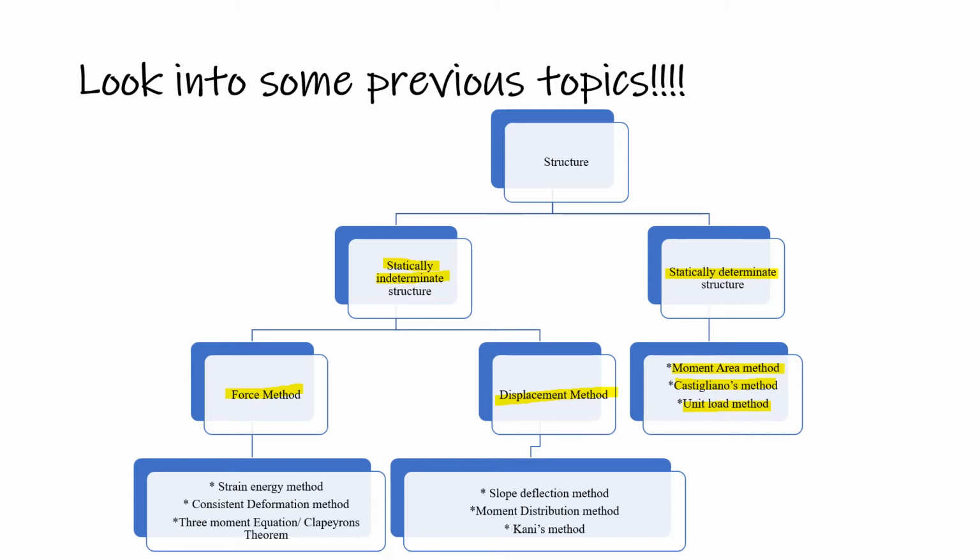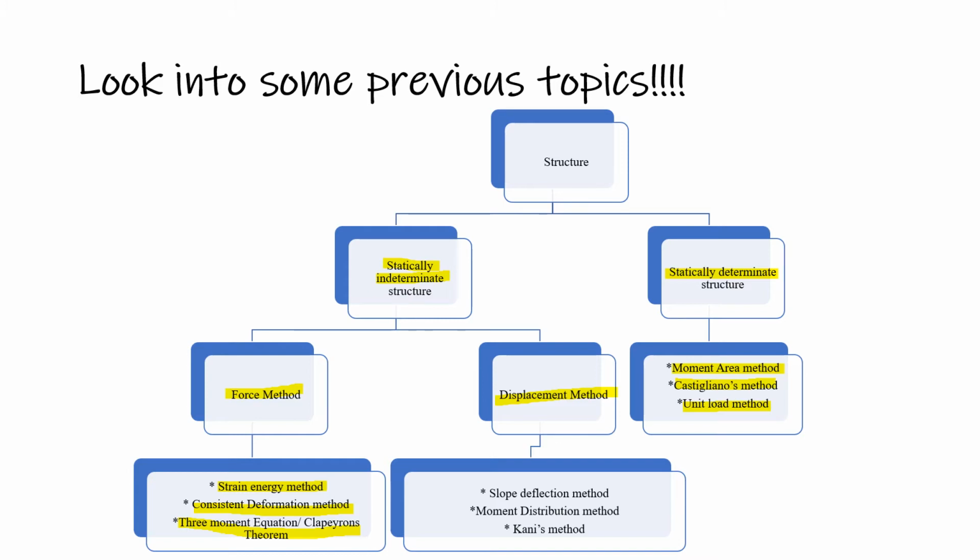Under the force method, there come the strain energy method and the consistent deformation method. These two methods you have studied in Structural Analysis 1 paper. So, these are force methods used for the analysis of statically indeterminate structures. Then comes the three-moment equation or Clapeyron's theorem, which is a force method used for the analysis of statically indeterminate structures. This method is the first module of your Structural Analysis 2 paper.